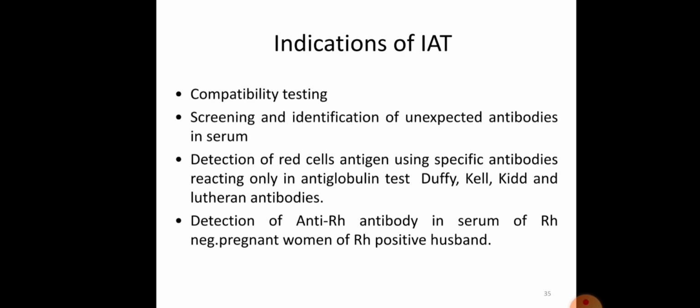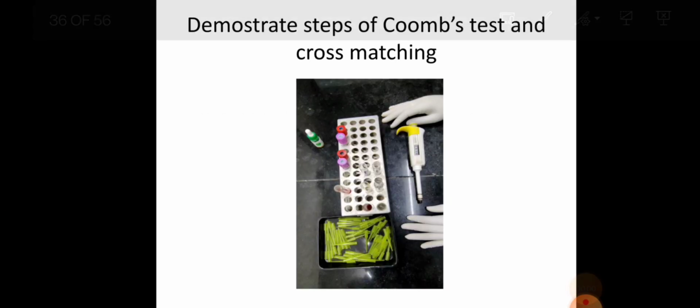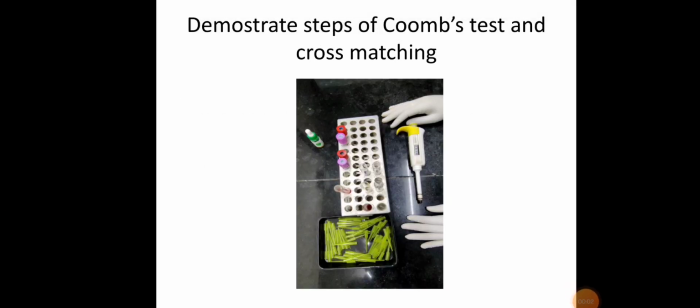Normally they won't be present and won't be positive, but if we use anti-human globulin, even weak ones will be detected here, because these blood groups are the minor ones. There is also detection of Rh antibody in the serum of an Rh negative pregnant woman carrying an Rh positive baby. Now there is a demonstration of both the Coombs test and cross matching together, which will be presented by residents.